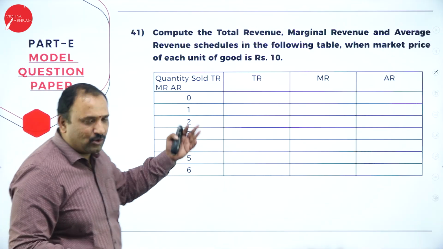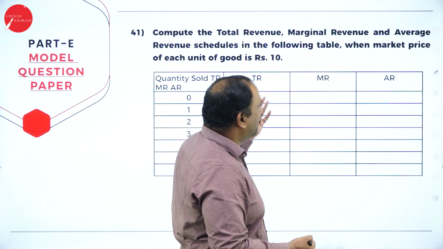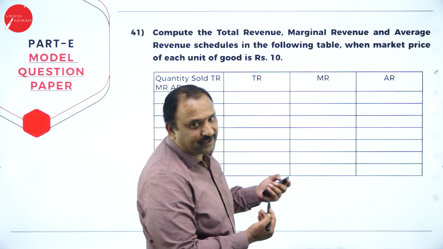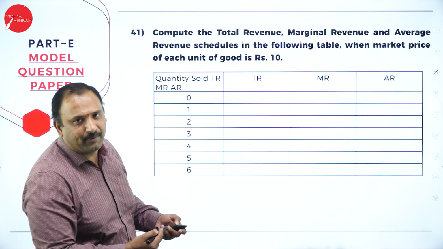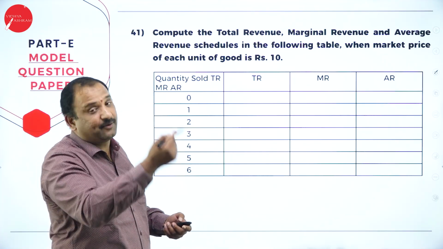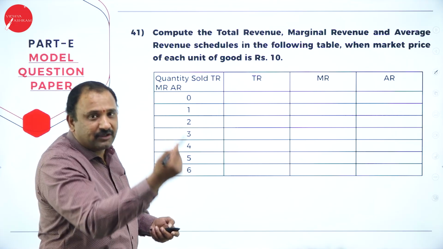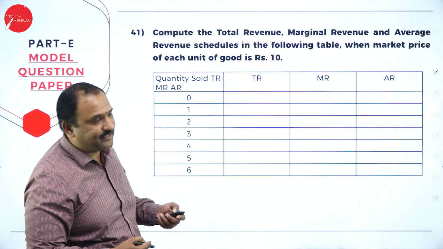Followed by the same thing, you have to just apply the formula here, and you will be able to get the answer. You have to just apply the formula TR, MR, and AR, which are already known. Use the formula, you would be able to substitute and get the answer.